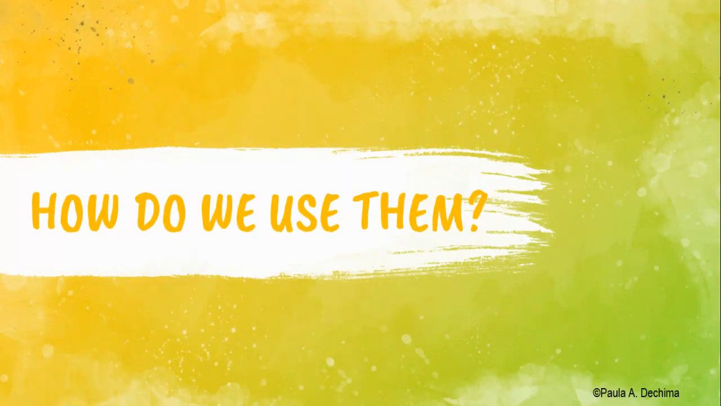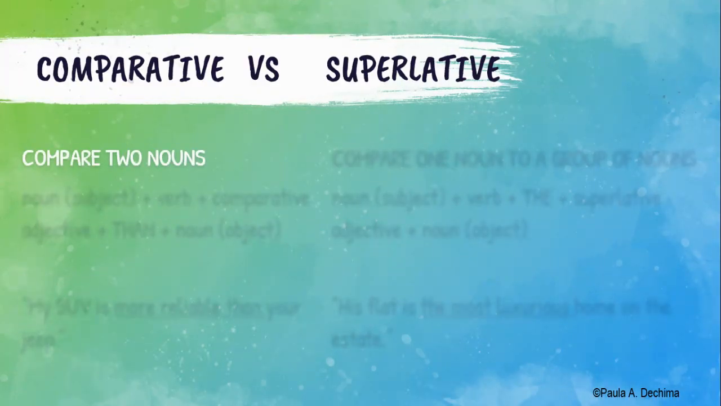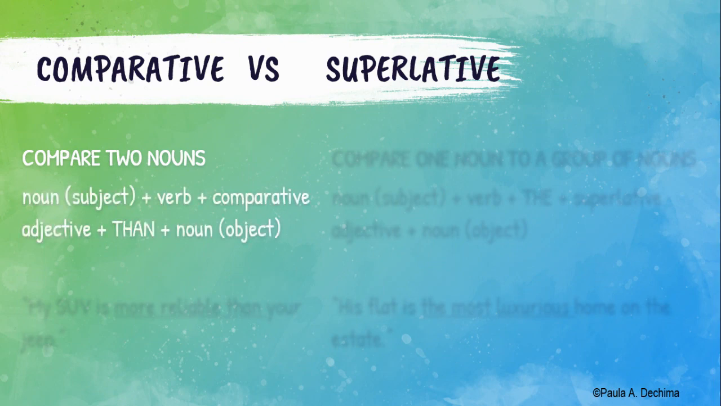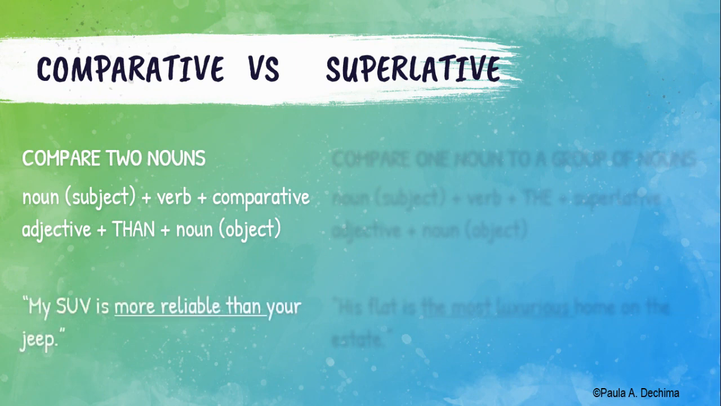Now, how do we use the comparative or superlative forms? We use the comparative form to compare two nouns, and we form it like this. A noun, that is the subject, plus a verb, plus the comparative adjective, plus than, plus another noun that will be the object. So, my SUV is more reliable than your Jeep.